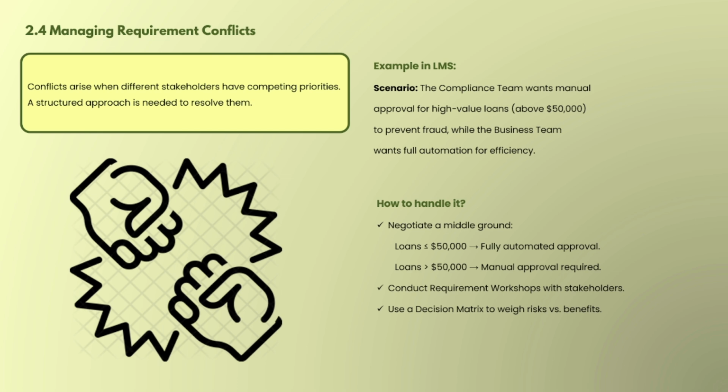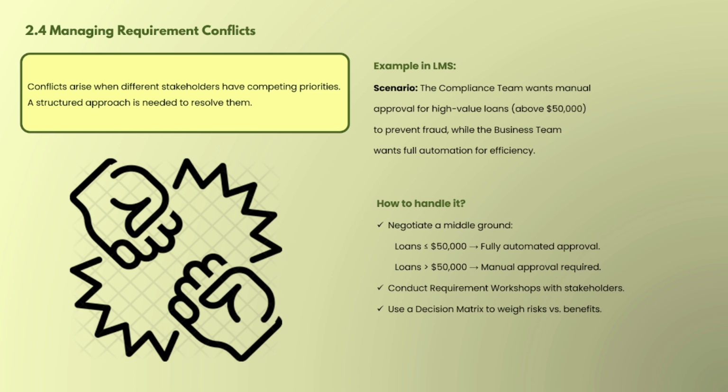And the next is managing requirement conflict. Now this is very important and interesting as well. Conflict arises when different stakeholders have competing priorities. Conflict may be in any organization. As far as the priorities of which feature should go first, which feature should go last, on that basis also there are various conflicts. And you won't imagine, this is the skill of a business analyst to handle this particular thing. So a structured approach is needed to resolve such conflict.